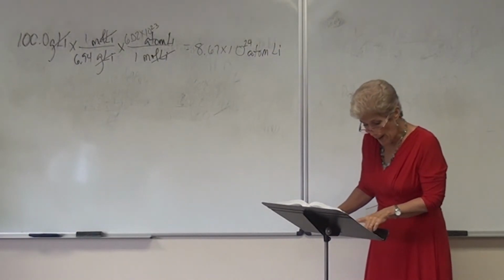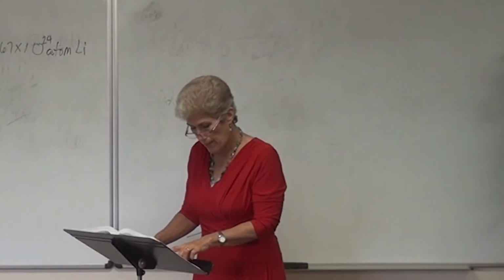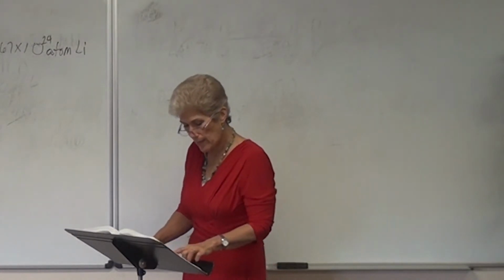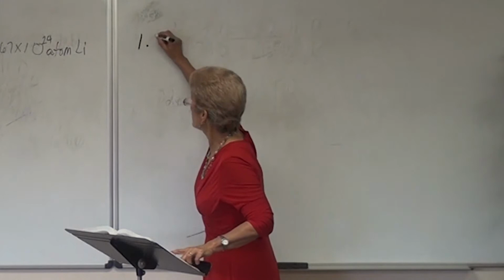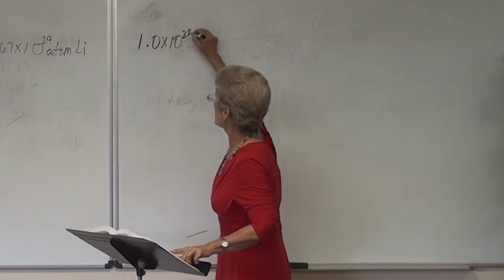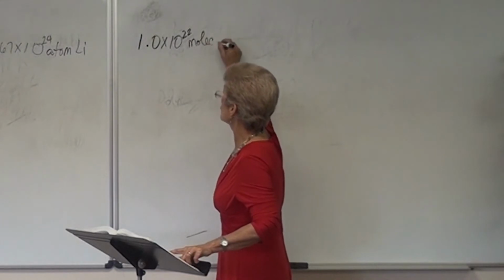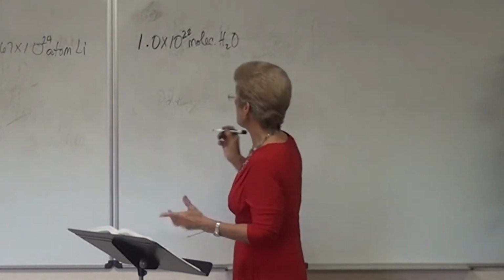Okay. Let's see. So then we're going on to number 8. A chemist has 1.0 times 10 to the 22nd molecules of water. How many moles is that? Okay, so let's write down the given. So we have 1.0 times 10 to the 22nd molecules of water. Okay, and we want to know how many moles that is.